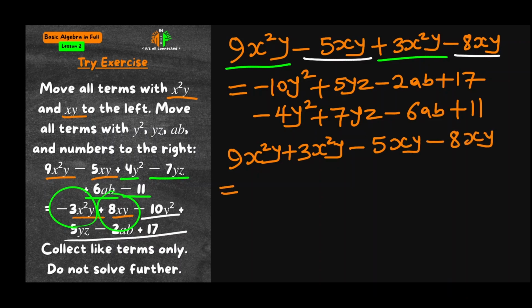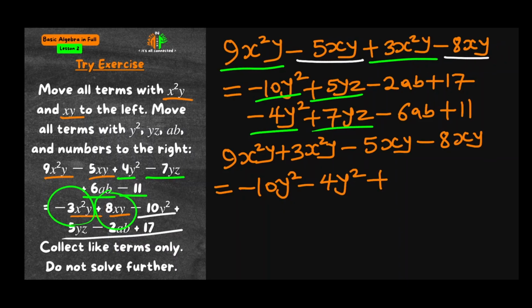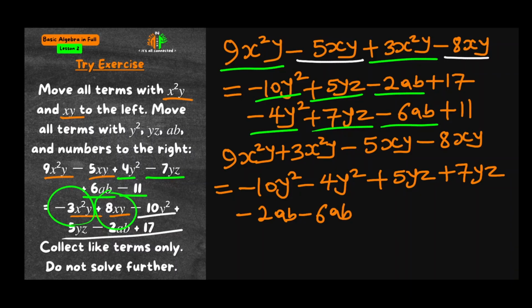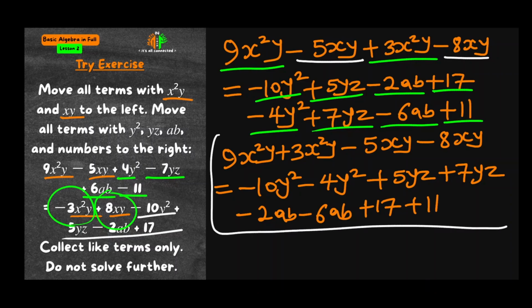Then we move to the right hand side now. This minus 10y squared minus 4y squared. Then this and this next, plus 5yz plus 7yz. This and this next, minus 2ab minus 6ab. Then finally, this and this, plus 17 plus 11. So that's the final answer.